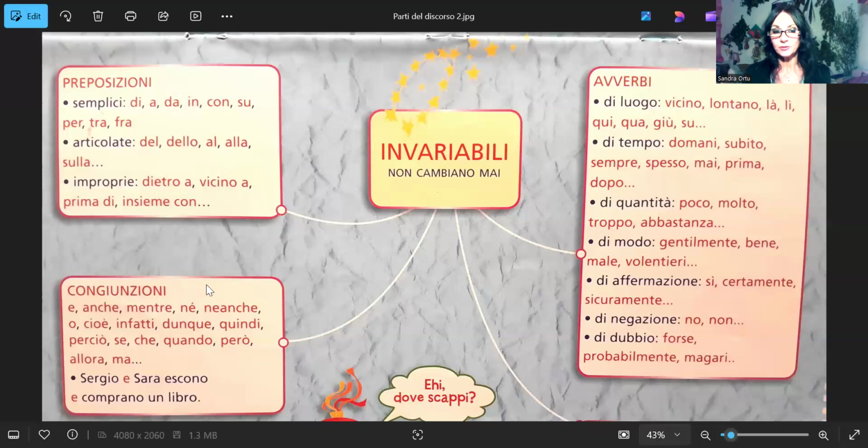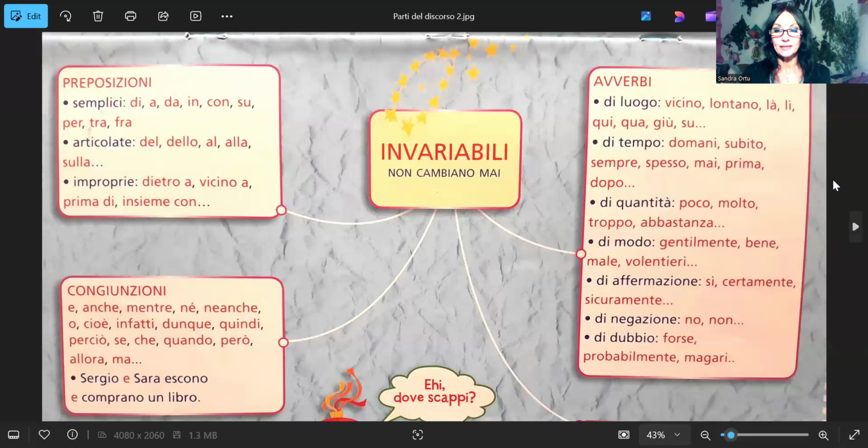Congiunzioni, or conjunctions. Here we've got quite a few examples. We have seen only a few so far. It's always useful to translate them. And also: meanwhile or while, neither, even, or, that is, in fact, therefore, if, that, when, however, and quite a few more. So these ones do not change.